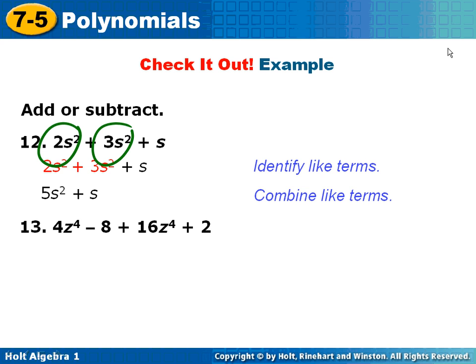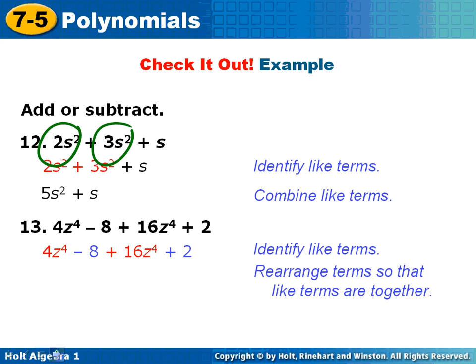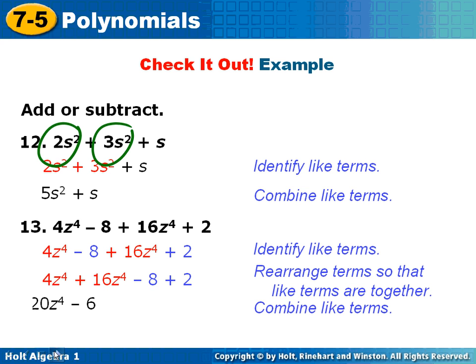Okay, number 13. Look at these z to the fourths. The z to the fourths are alike. How many z to the fourths do you see? 20. I see 20 because you can add 16 and 4 together. So that gives me 20 z to the fourth because I have 4 and 16, and then negative 8 and positive 2 is 6.